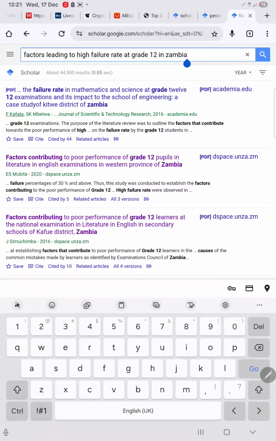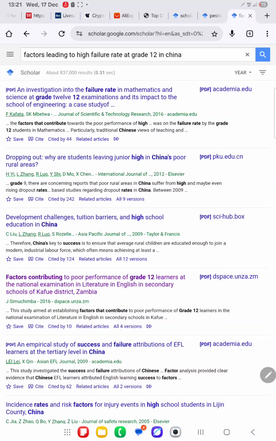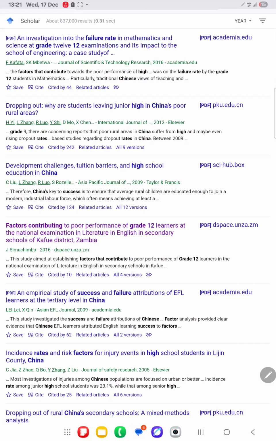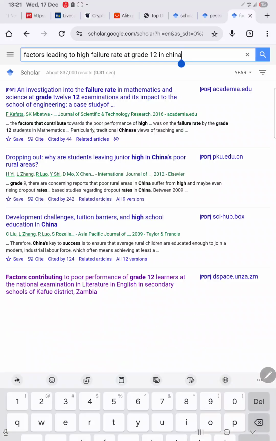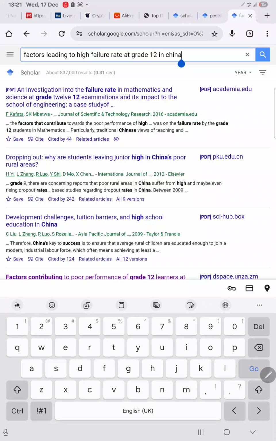If you are conducting for global level out of Africa, you just say maybe in China. So if you say in China, you add in China there, then you search again. You're going to find that all the scholars that are going to come here, they are from China. You've seen China, China, China, just like that. So it will be at China level, that is global level. If you just say in India, all the scholars will come from India like that.